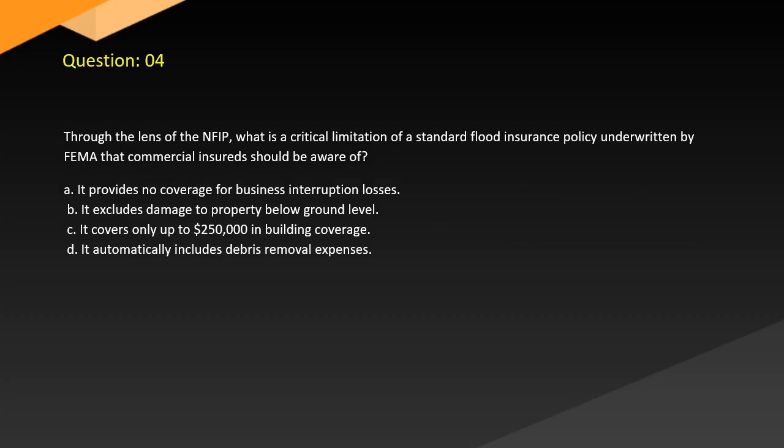Question 4. Through the lens of the NFIP, what is a critical limitation of a standard flood insurance policy underwritten by FEMA that commercial insureds should be aware of? A. It provides no coverage for business interruption losses. B. It excludes damage to property below ground level. C. It covers only up to $250,000 in building coverage. D. It automatically includes debris removal expenses.